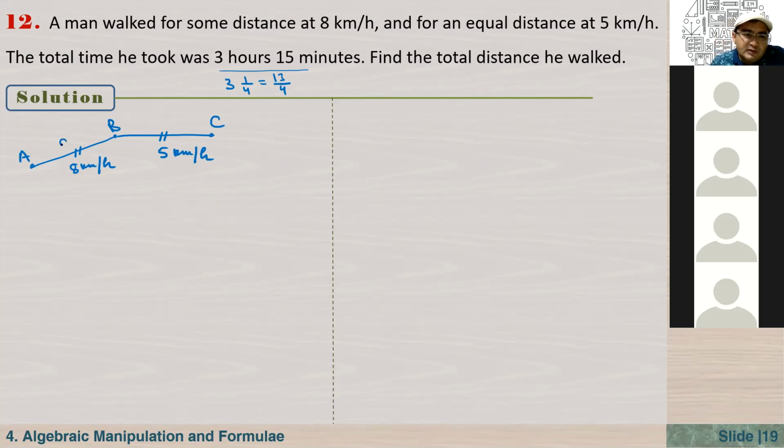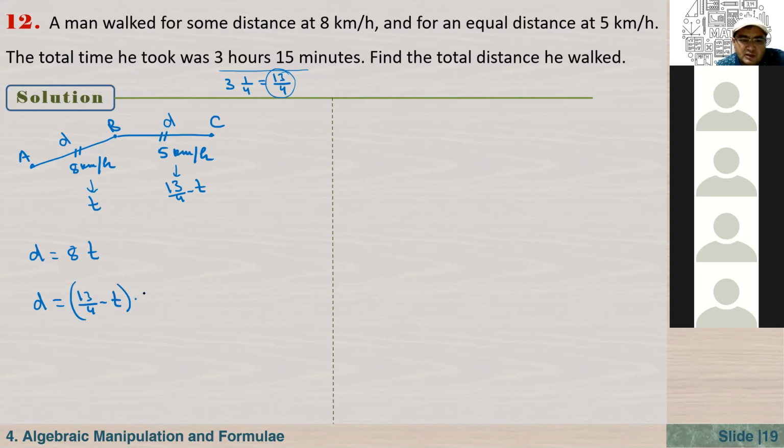Since from A to B the distance is D, and also the distance is D. How much time did he spend from A to B? Let's say he spent t hours. Now, how about from B to C? Since the total time is 13 over 4, the remaining time is 13 over 4 minus t. So these distances are equal, right? From the first part, d equals 8 times t. And the second part, d is equal to 13 over 4 minus t, that is our time, times 5.